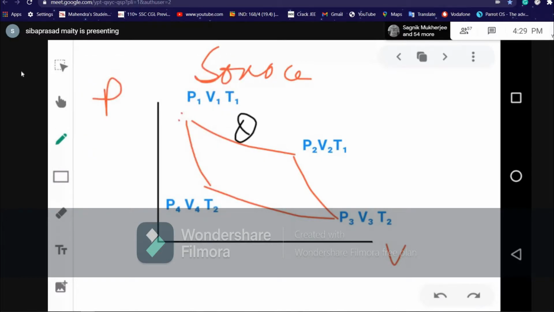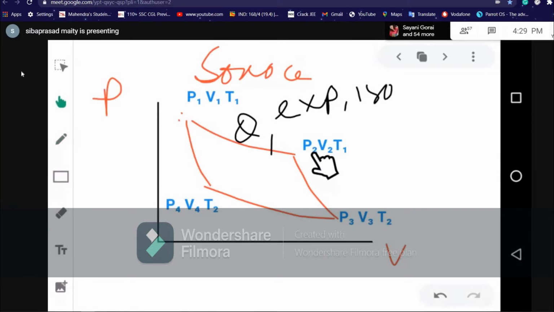Did you understand what I told? Yes, sir. After that, we have stopped the heat supply. Then again, it is allowed to expand. First step was expansion, but isothermal.